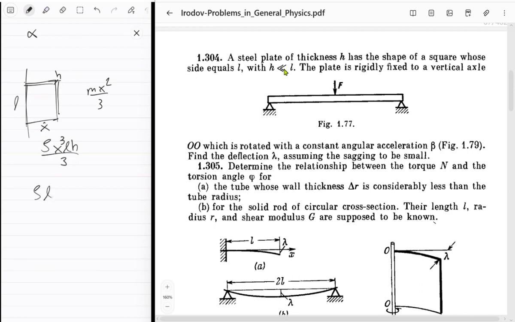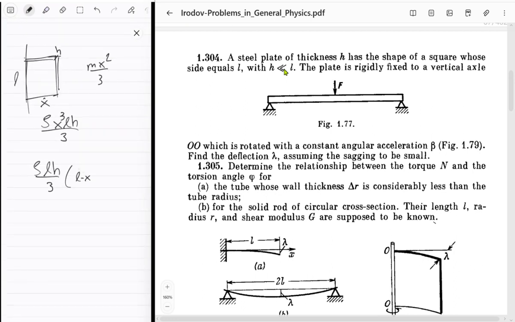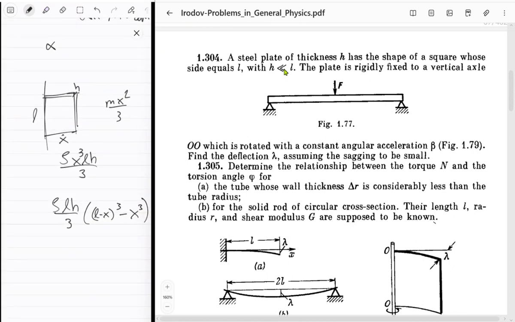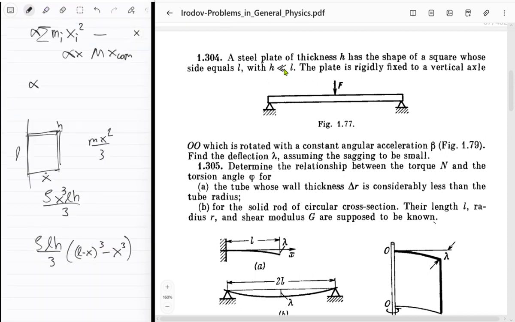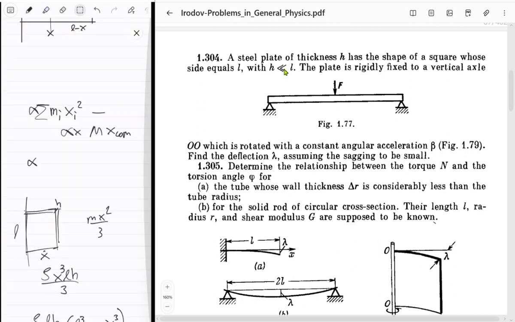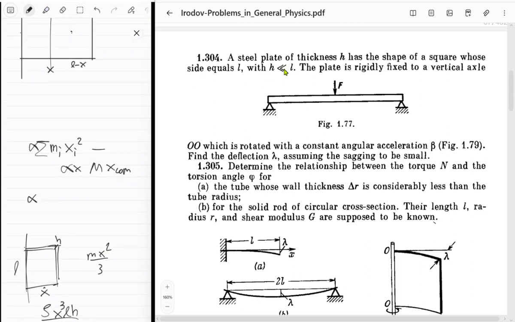So it's rho L h upon 3, and then you got L minus x cubed minus x cubed. I'm pretty sure the inertia has to be positive, but why does it feel like it might not be? Oh, it's not L minus x cubed, it's L cubed. Sorry, it should have been L cubed. Okay, now it's positive for sure. That's awesome. So now we know what this first term is.